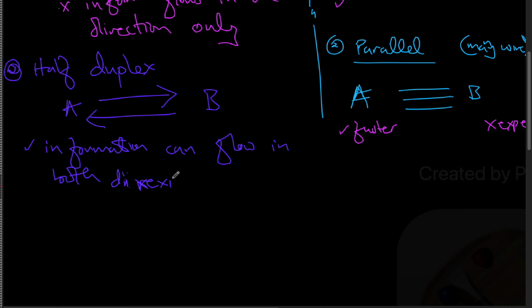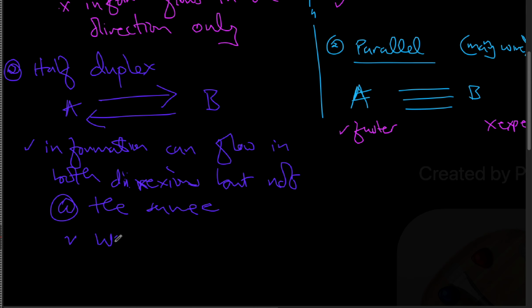In both directions, but not at the same time. Information can flow in both directions, but not at the same time. You get the point? We can talk about an example. I bet you have seen walkie-talkies before, right?